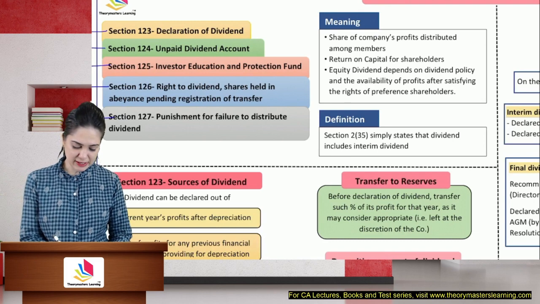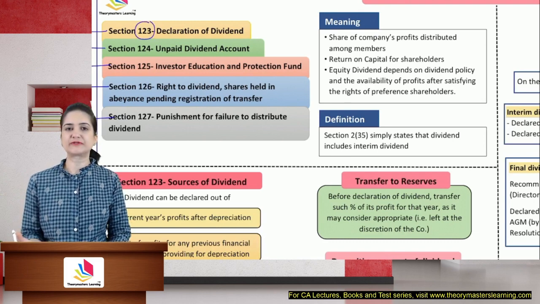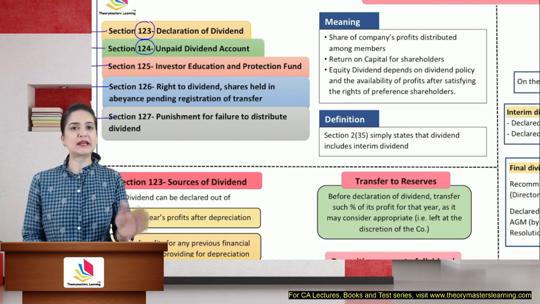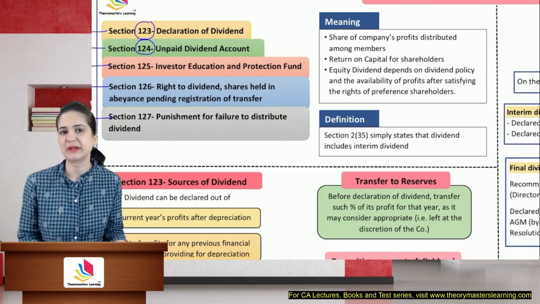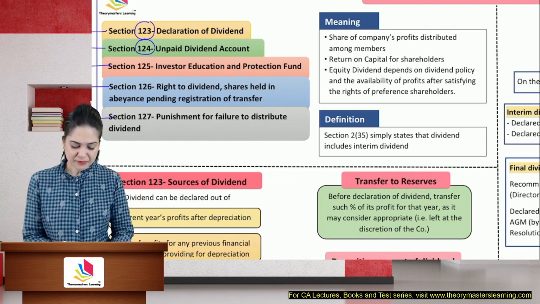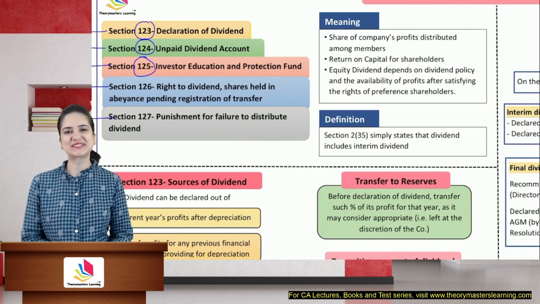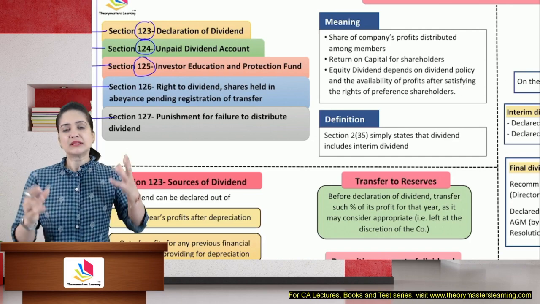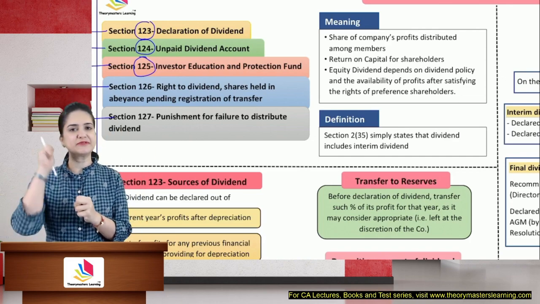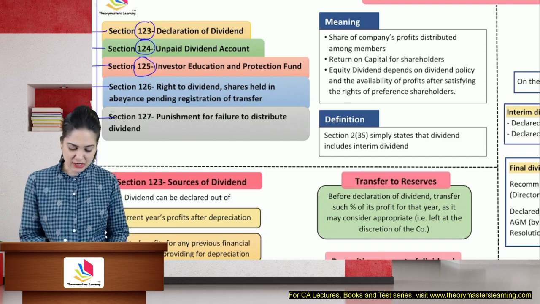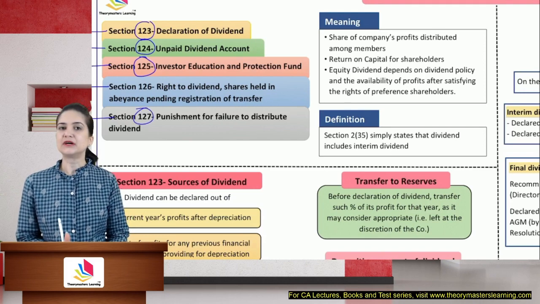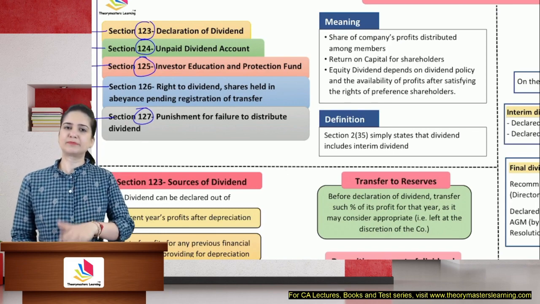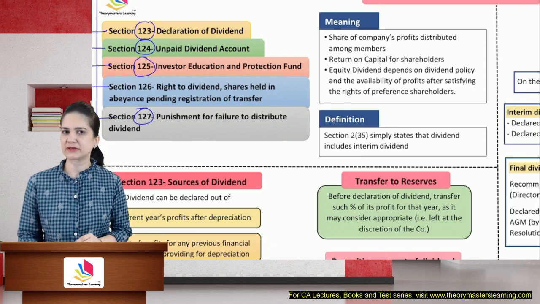Under 123, we will find what the sources of dividend are, what can be used to pay dividend. 124 says that in case the dividend is declared but not paid, then it should be transferred to a separate bank account known as the unpaid dividend account. Investor education and protection fund, as the name suggests, is the fund created for the protection and education of investors. There are certain specific credits and specific utilization of this fund, so we will be studying that. Section 127 talks about failure to distribute dividends. So what is the punishment, what is the penalty imposed in case the dividend is declared but you have not paid? There is a penalty for the company as well as the officers and directors.